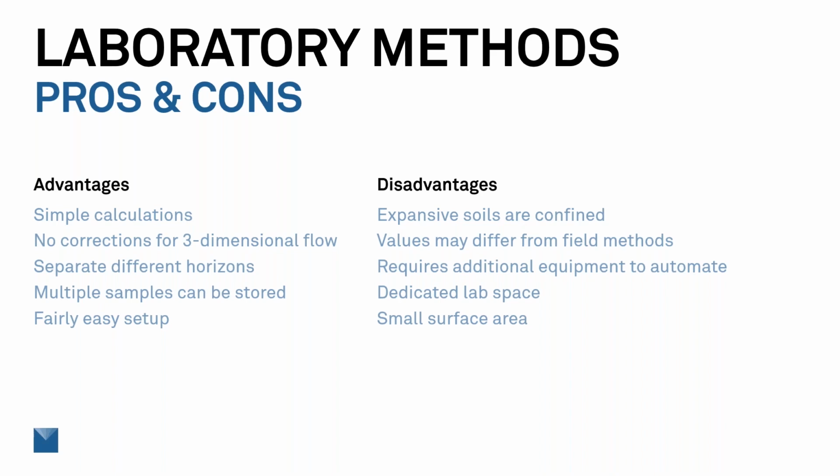Depending on your apparatus, it may require additional equipment to automate, primarily with the flow cell approach. Typically with flow cells, you're going to need dedicated lab space. One other disadvantage of the laboratory method is the small surface area. You're taking a small core ring, maybe a 5 centimeter up to maybe 8 centimeter core, so you're looking at a pretty small area. When you're thinking about representative elementary volume and spatial variability, you're not encompassing as much. So that's a bit of a disadvantage to this approach.